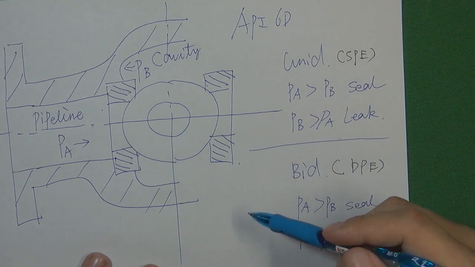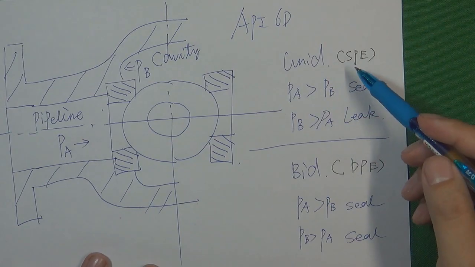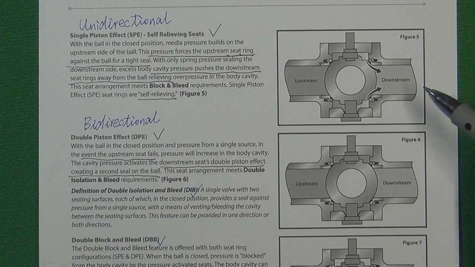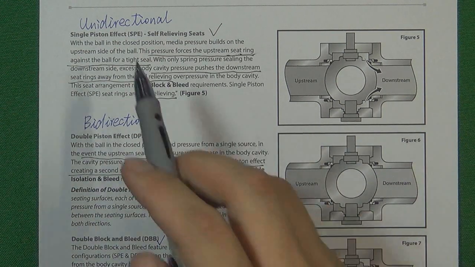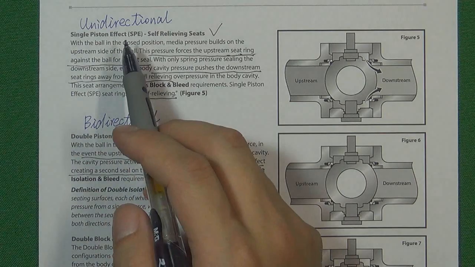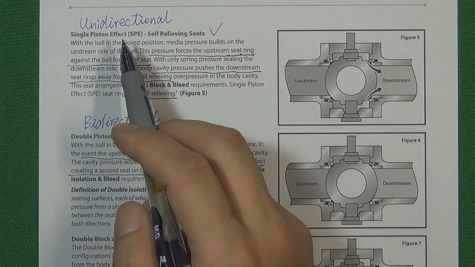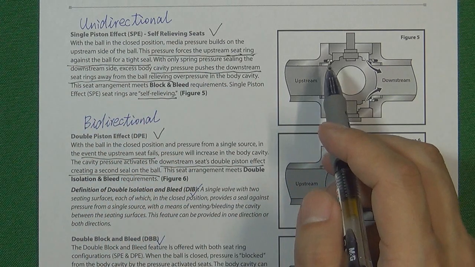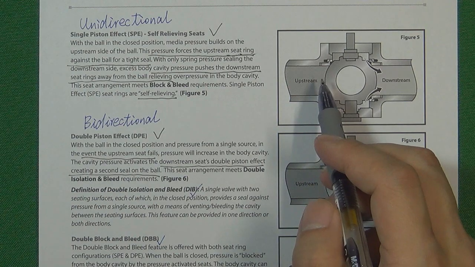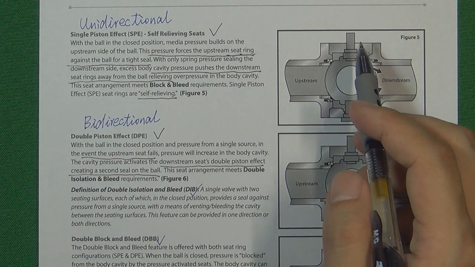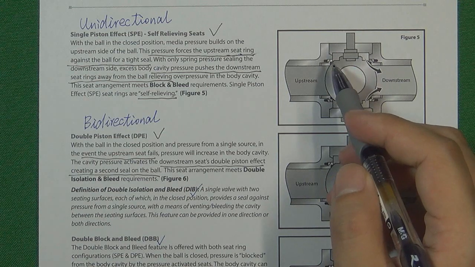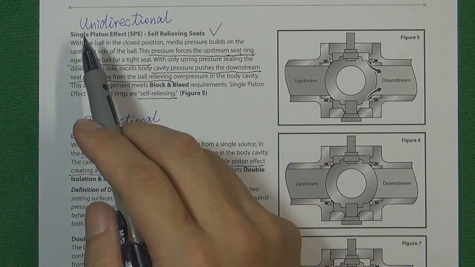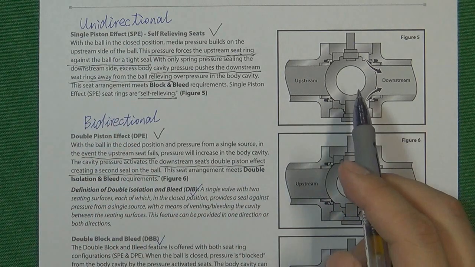Next, let's find out why we call this kind of valve seat SPE and this one DPE. These two illustrations will explain what SPE and DPE are. SPE, from the name, is single piston effect, and we also call this kind of valve seat a unidirectional valve seat. That means this valve seat can only seal one side's pressure, a single side. If the other side has pressure, for example the cavity, the cavity pressure will push the valve seat back and relieve. That is the reason we call this kind of valve seat single piston effect, SPE.